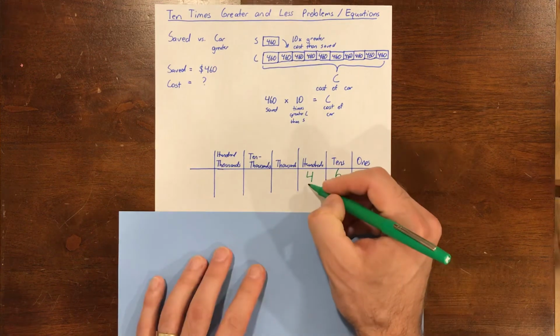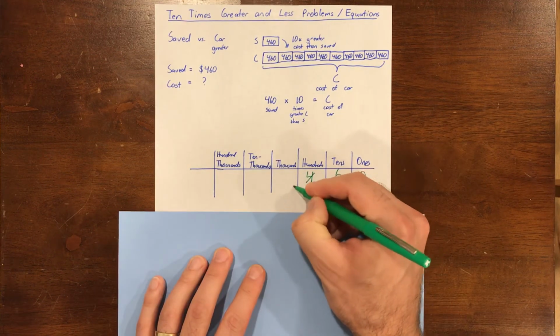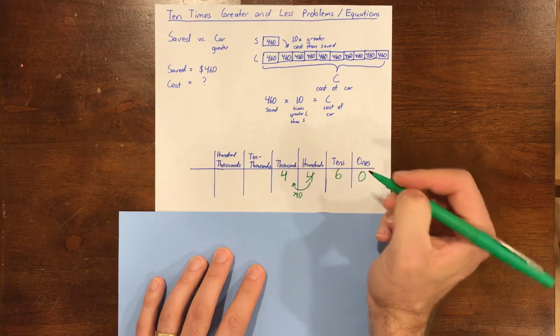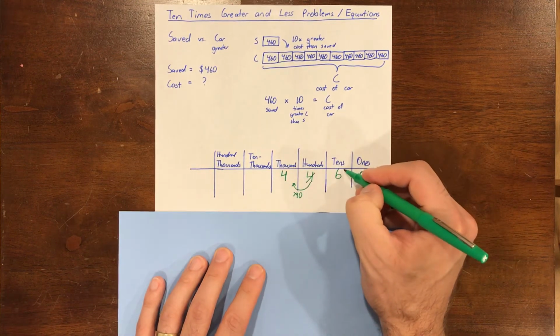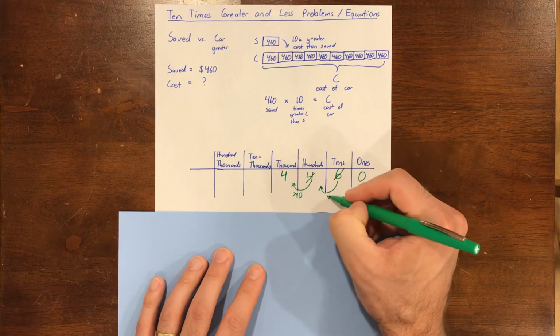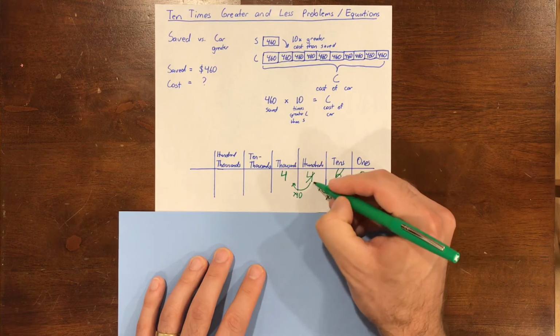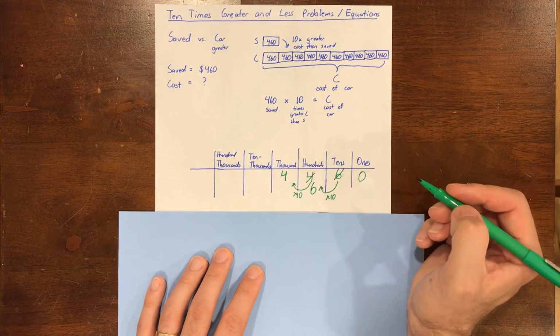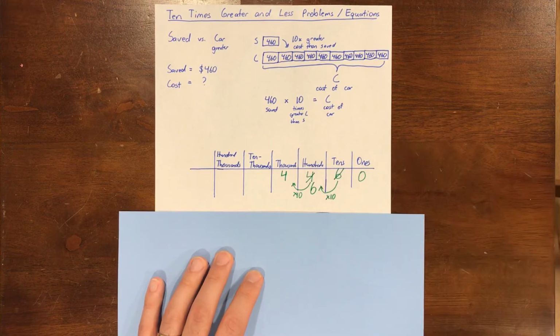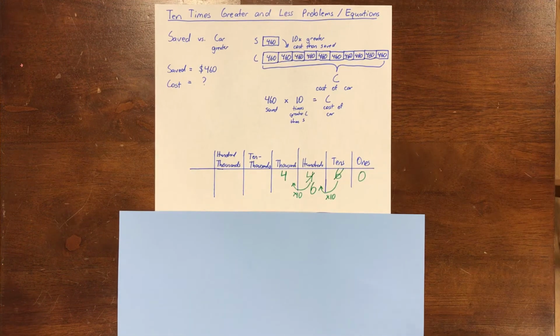So 400s times 10, well, that's 4,000s. And 6 tens times 10 would be 600s. Huh, interesting. Why do both digits get 10 times bigger, not just one of them? Say it out loud.